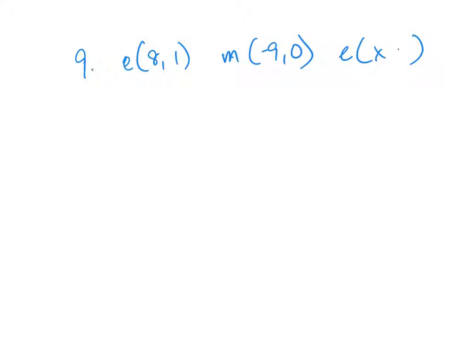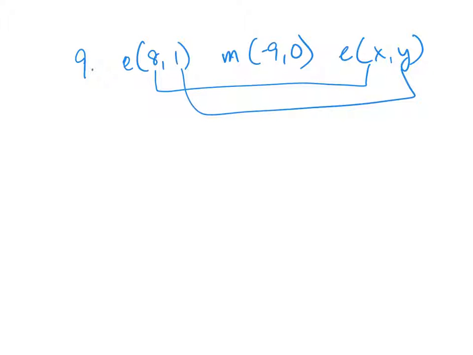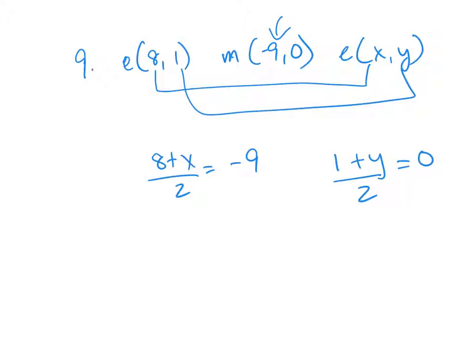So I'm going to just name it x and y. And in order to find the midpoint, you need the average of the x's and the average of the y's. But they give us the midpoint, so that's going to be our answer. So in this case, the x and the y are in a different place because they're giving you different information. Do you understand that? So we have 8 plus x divided by 2 equals -9. And 1 plus y divided by 2 equals 0.